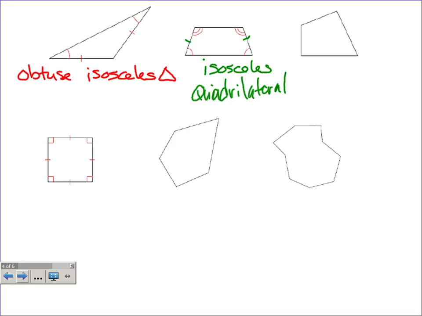The next one. Yeah, it's definitely quadrilateral, and you could almost say it's scalene. It's kind of a weird way of saying this, but since none of the sides are the same, you can say it's scalene quadrilateral.